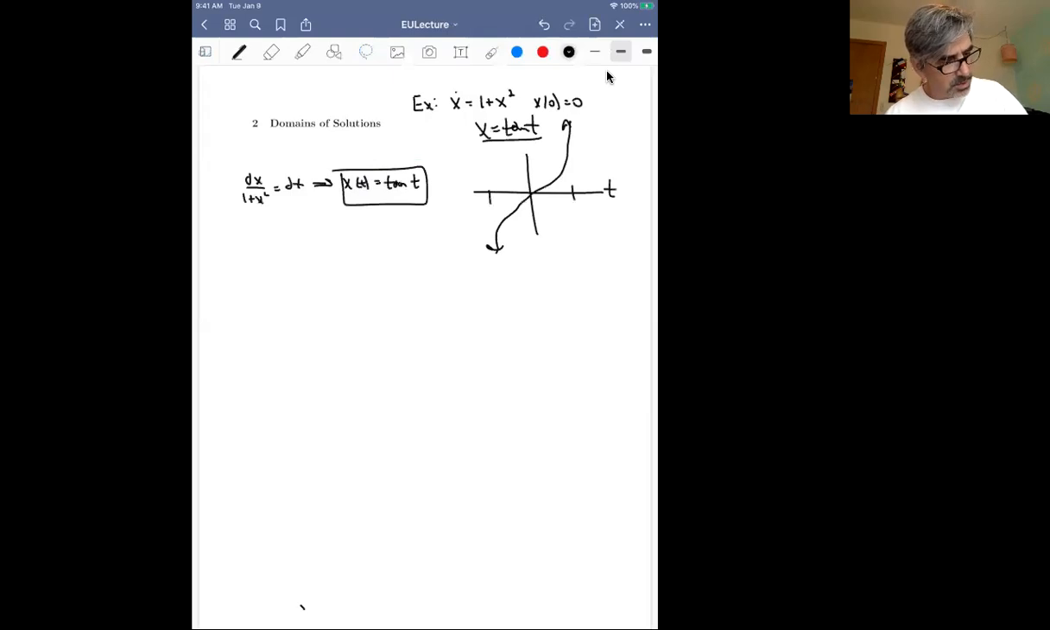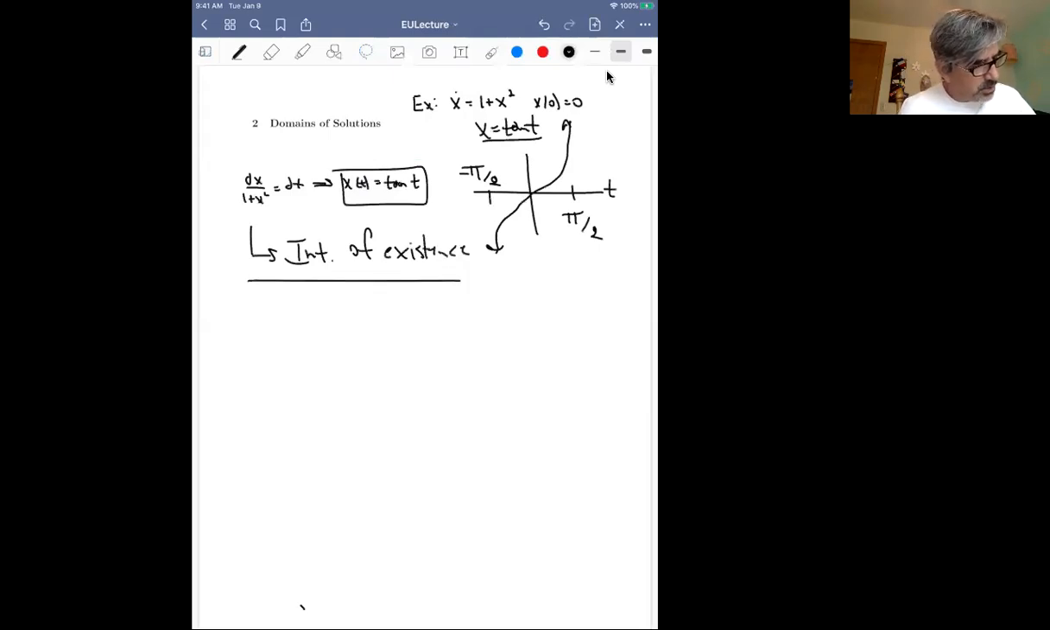Tangent has these vertical asymptotes, and they happen at pi over 2 and negative pi over 2, because tangent is sine over cosine, and cosine is 0 at pi over 2 and negative pi over 2. And so this differential equation, or this initial value problem, because I gave you an initial condition, its interval of existence is negative pi over 2 to pi over 2.